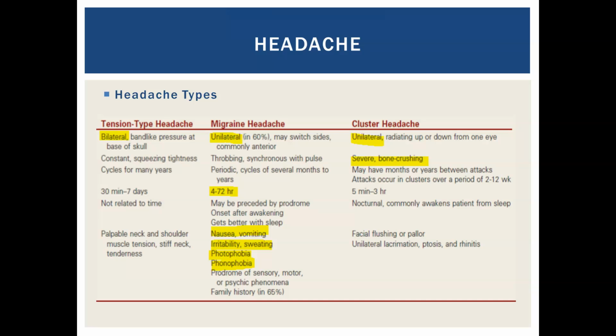So it's this pain that is going to be there. It gets worse when you wake up in the morning. It can get better with sleep. It is going to activate a little bit of that sympathetic nervous system. So I would expect some nausea, vomiting, irritability, diaphoresis. Your photophobia and phonophobia, so you have sensitivities to light and sound. We talked about how you can have these prodromal periods, and usually with migraines, there's some sort of family history.